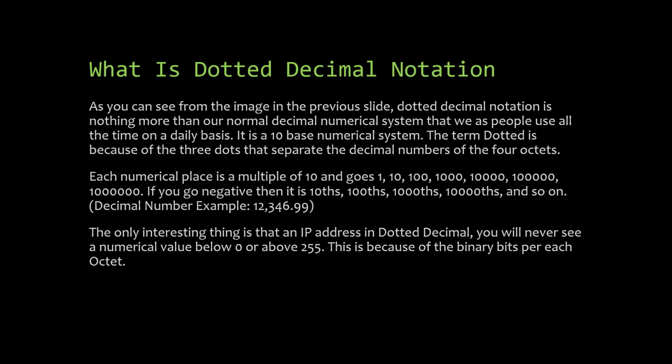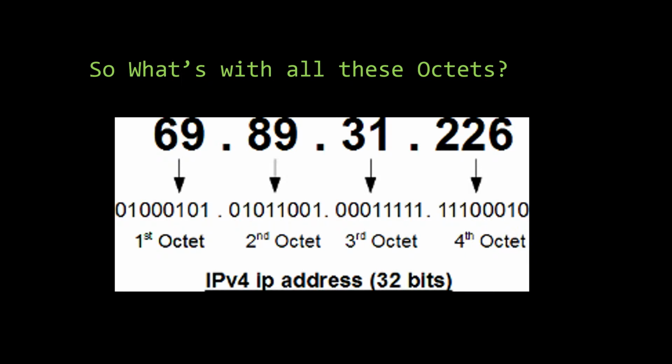A decimal number example is 12,346.99. The only interesting thing is that in an IP address in dotted decimal, you will never see a numerical value below 0 or above 255. This is because of the binary bits per each octet. So what's with all these octets?